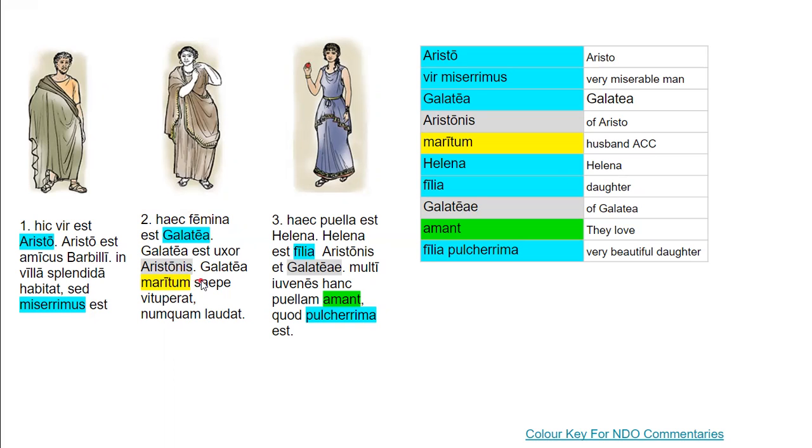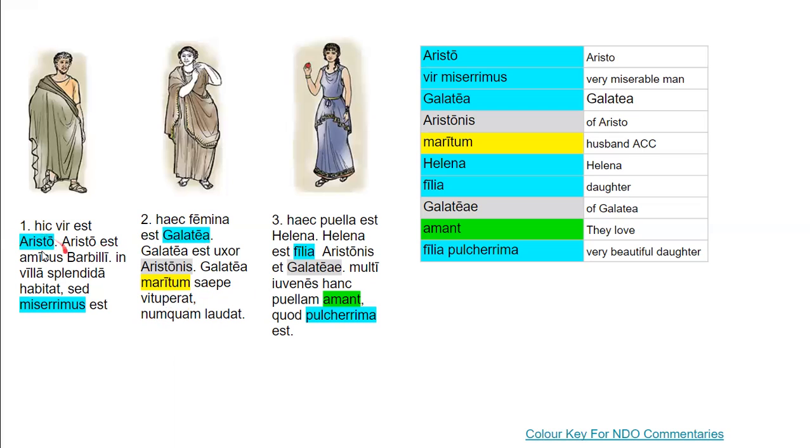Galatea maritum saepe vituperat, numquam laudat. So Galatea is always yelling at, cursing her husband. I added a her possessive in there. There's no word for it in Latin, but we need to make it flow in English. So Galatea is always yelling at her husband. She never praises him. Again, I added a him in there just for flow. Numquam is an adverb meaning never.